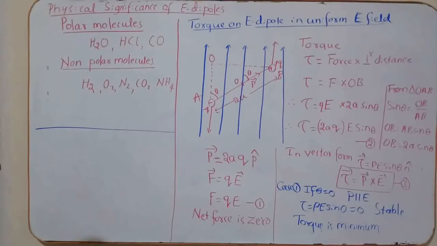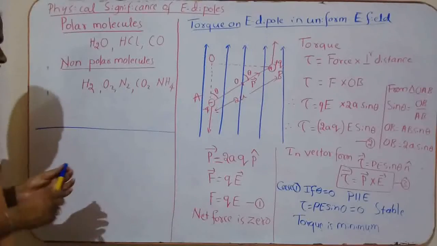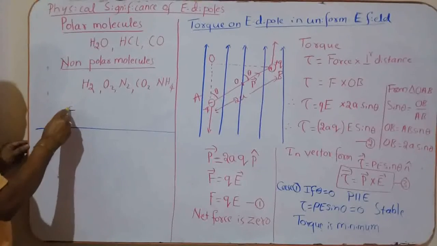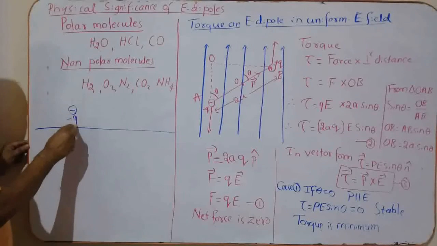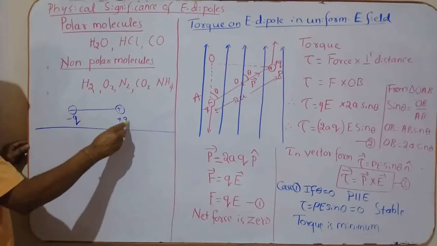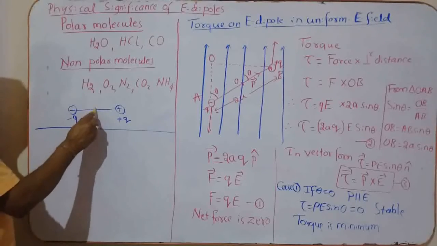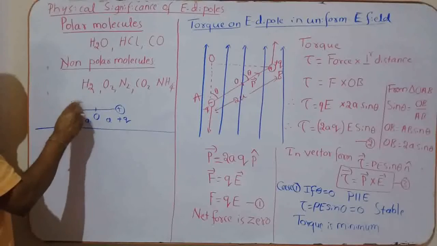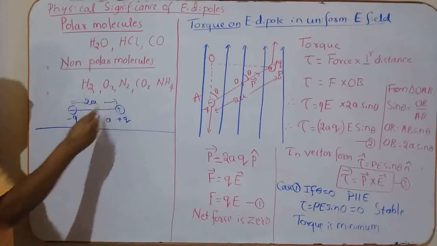Already you know about the electric dipole. What is the electric dipole? Two opposite charges of equal magnitude separated by a very small distance. This is called an electric dipole. The distance between these two is said to be 2a.